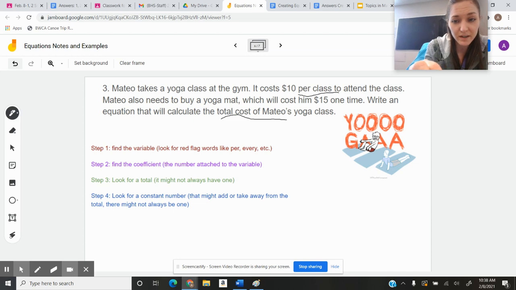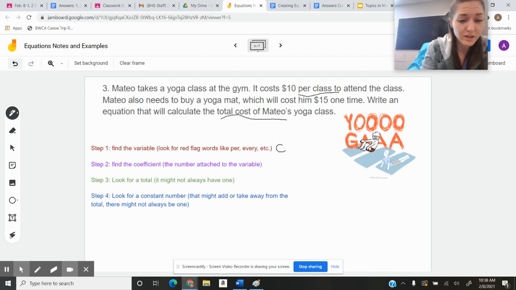All right, so we already kind of looked and saw the variable is going to be class, right? If he takes one class, it's only going to cost him $10. If he takes 2 classes, it would cost him $20. So the class is the thing that's changing. It's the variable. So I'm going to go ahead and put C for number of classes that he takes.